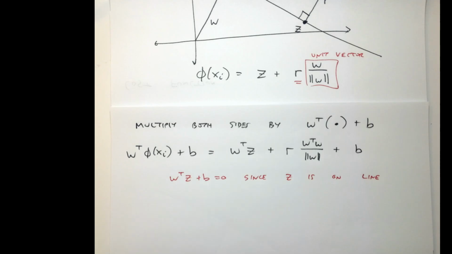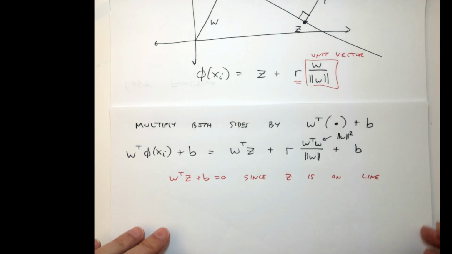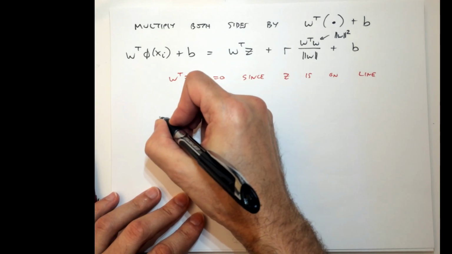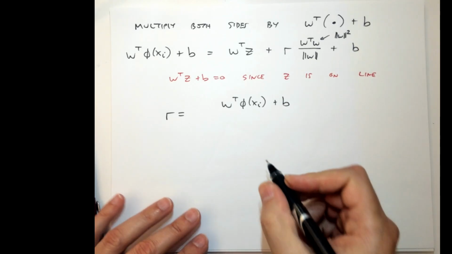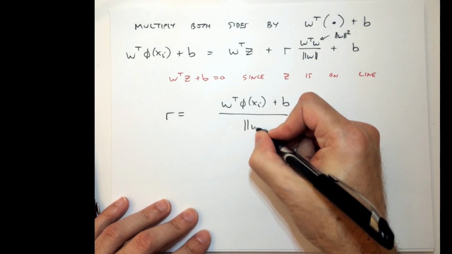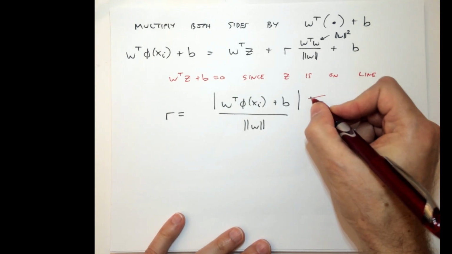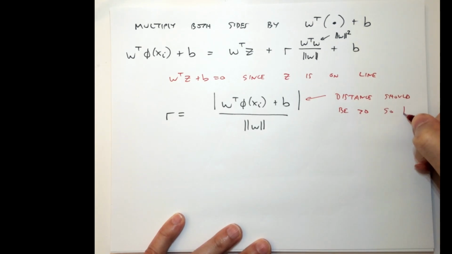And then I can rearrange things to find out what r is, right? So now this part drops away. Also, this thing here, W transpose W, is just the norm of W squared, so I can make a simplification there too. Moving stuff around, if I want to get r by itself, r equals W transpose phi(x_i) plus b, over the norm of W. And I also have an absolute value here, just because I want my distances to be positive, right? Distances should be positive. So I take the absolute value.